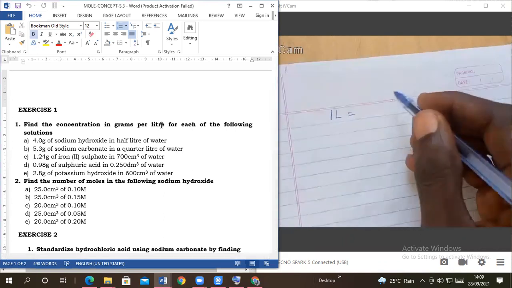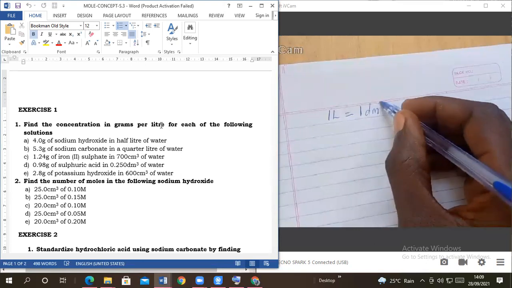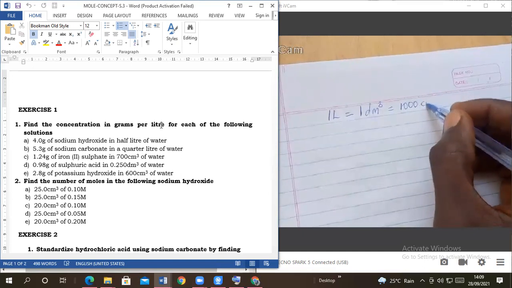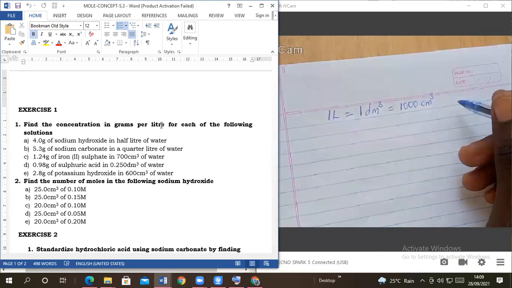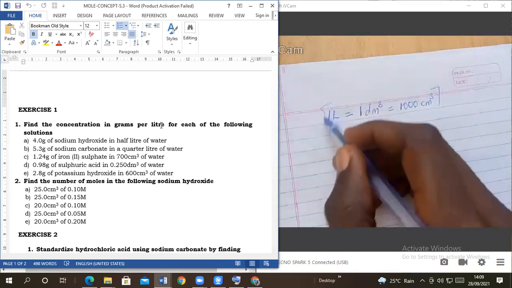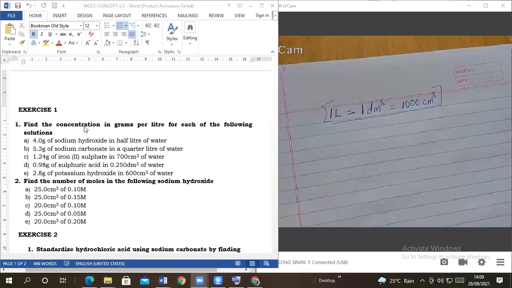The liter is equal to 1 decimeter cubed, which is the same as 1,000 cubic what? Centimeters. Isn't it? This is our relationship we have. Yes? Okay. Now the question is find the concentration in grams per liter.